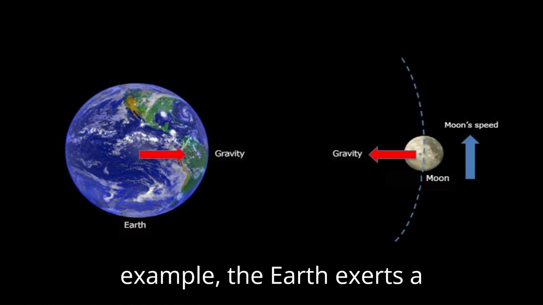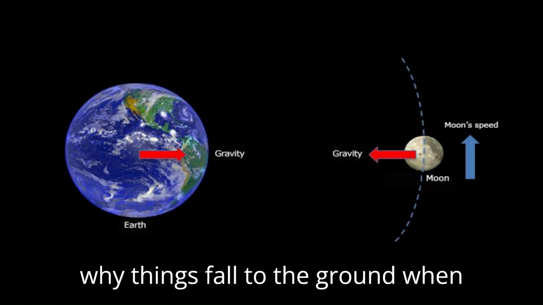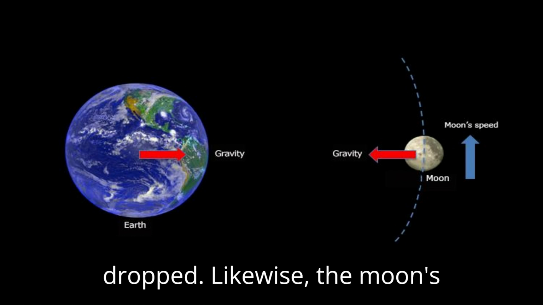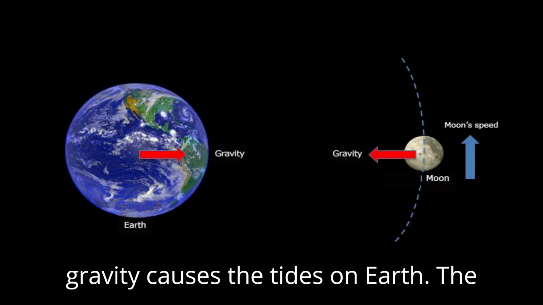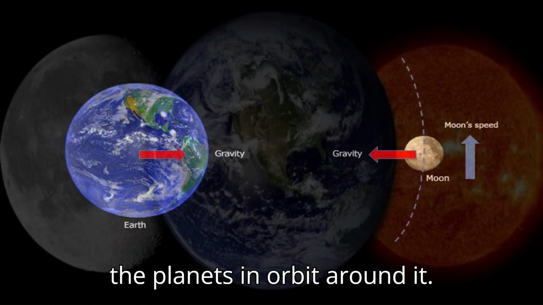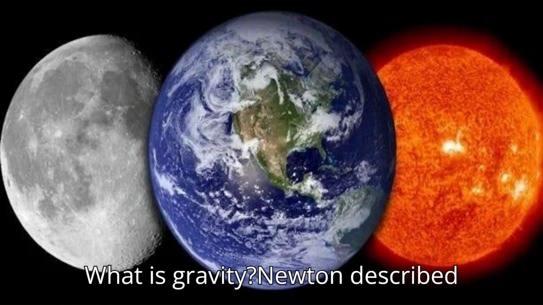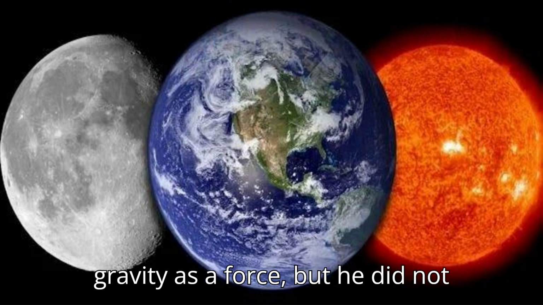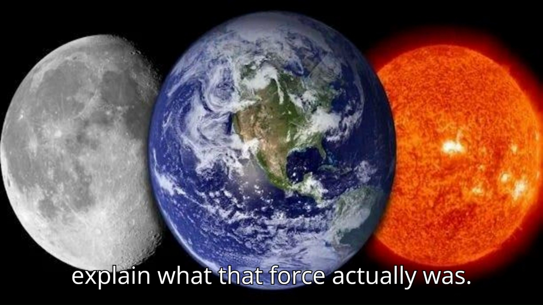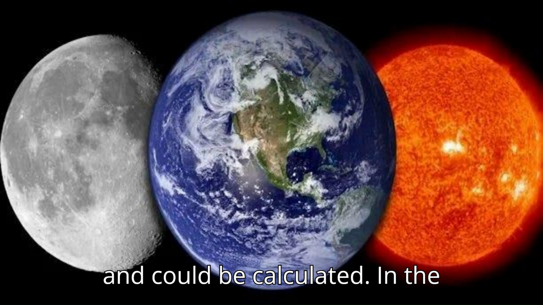For example, the Earth exerts a gravitational pull on objects, which is why things fall to the ground when dropped. Likewise, the Moon's gravity causes the tides on Earth. The Sun's massive gravitational pull keeps the planets in orbit around it. What is gravity? Newton described gravity as a force, but he did not explain what that force actually was. He was more concerned with how it worked and could be calculated.